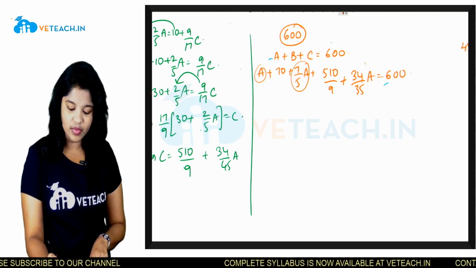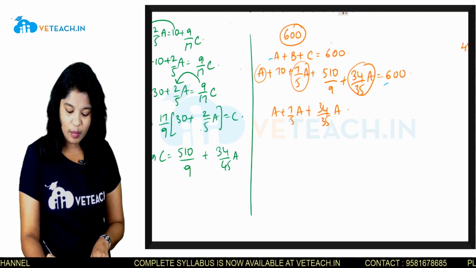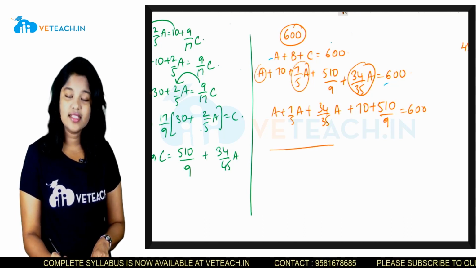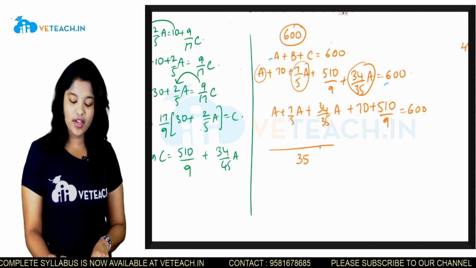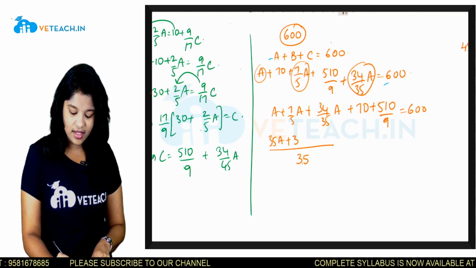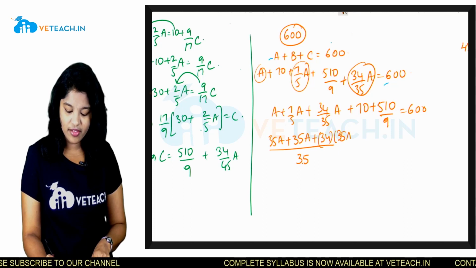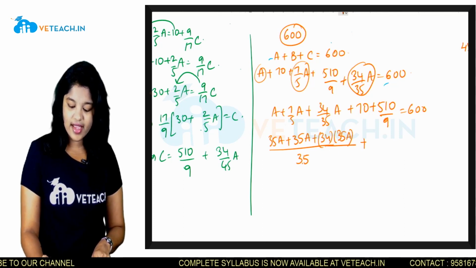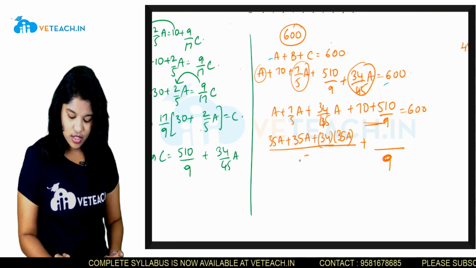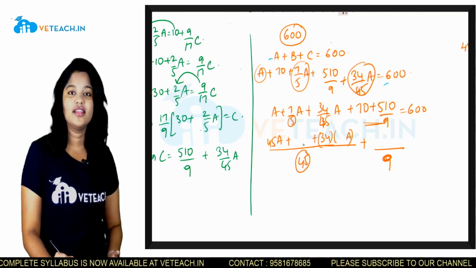Now gather all the A terms. So A plus 7 by 5 A plus 34 by 35 A plus 70 plus 510 by 9 is equal to 600. Now take LCM for the A terms, that is 5 and 35. 35 is the LCM. Now 35A plus 5 into 7. Again 35A plus 34 into... 35A plus, take LCM for these both terms, it will be 9. So here it is 45. So the LCM for these both terms is 45. A into 45. 45 divided by 5. It is nothing but 9.